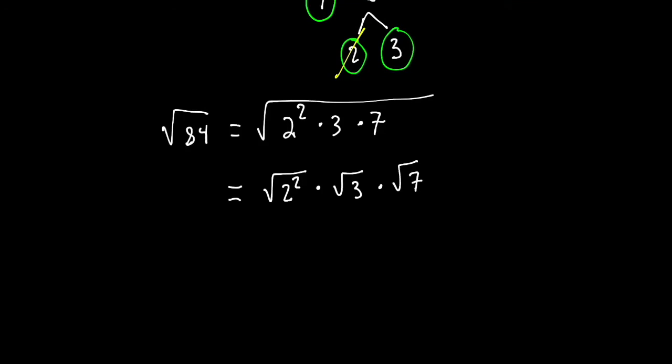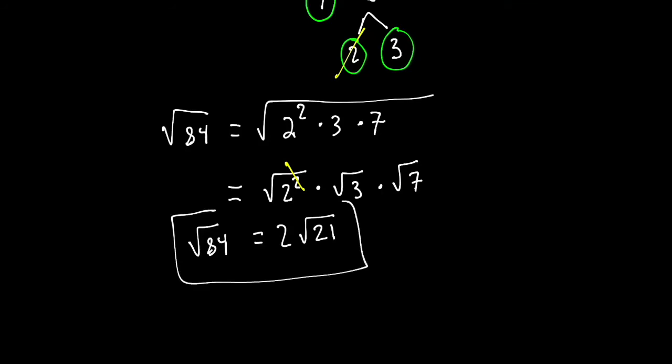The square and the square root are going to cancel out, leaving me with a 2. And then these ones, I'll just combine them together. So 3 times the 7 is 21. So the square root of 84 simplifies into 2 square root of 21. Let's continue to practice with example number 3, simplifying the square root of 72.